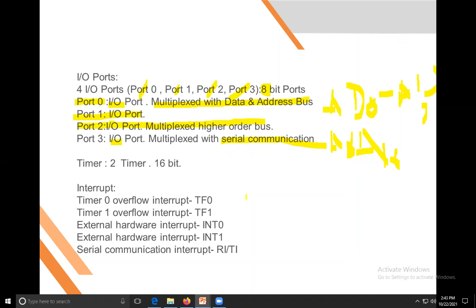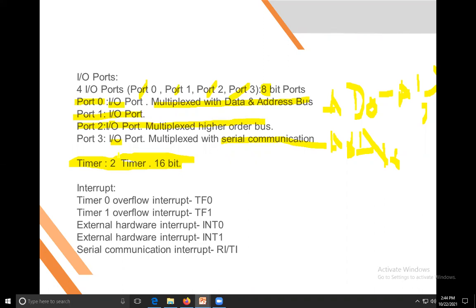This is important. Then these are the timers. These are 16-bit timers. We will discuss the timers briefly. TMOD and TCON are the two registers for the timers.